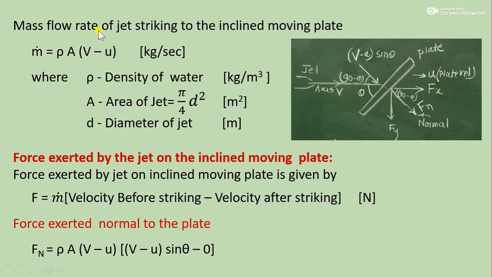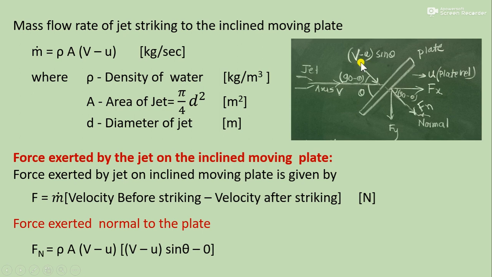In this case, the mass flow rate of jet striking the inclined moving plate is m dot equal to rho a into effective velocity, that is rho a (v minus u), where rho is density of water, a is area of jet, that is pi by 4 into d square, and d is diameter of jet. Now to calculate the force exerted by jet on inclined moving plate, the impulse momentum principle is used, which is F equal to mass flow rate into velocity difference.